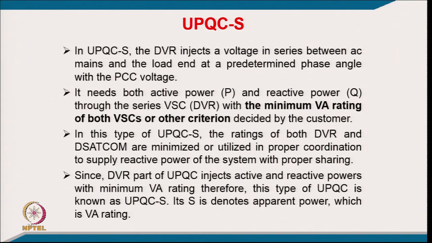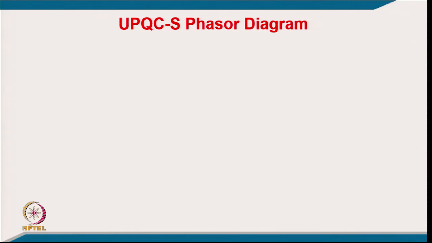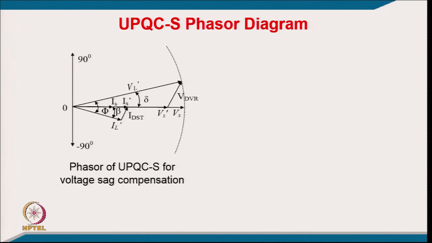And the series DVR part of the UPQC injects active or reactive power with minimum VA rating. Therefore, this type of UPQC is known as UPQC-S, and the S depends on apparent power, which is the VA rating. In the typical phasor diagram, if you have a voltage sag, the voltage is reduced. Now, you can inject the voltage at any angle and bring the same voltage on this arc.